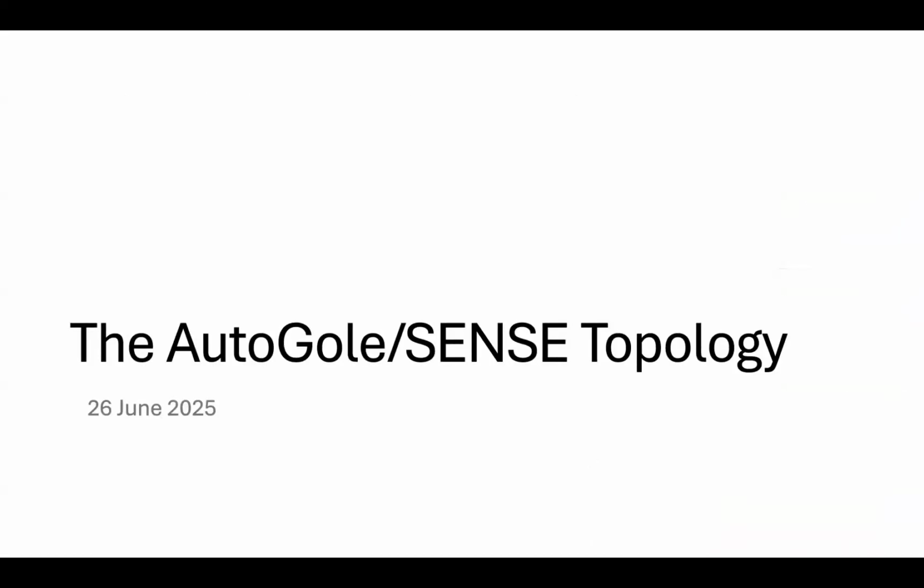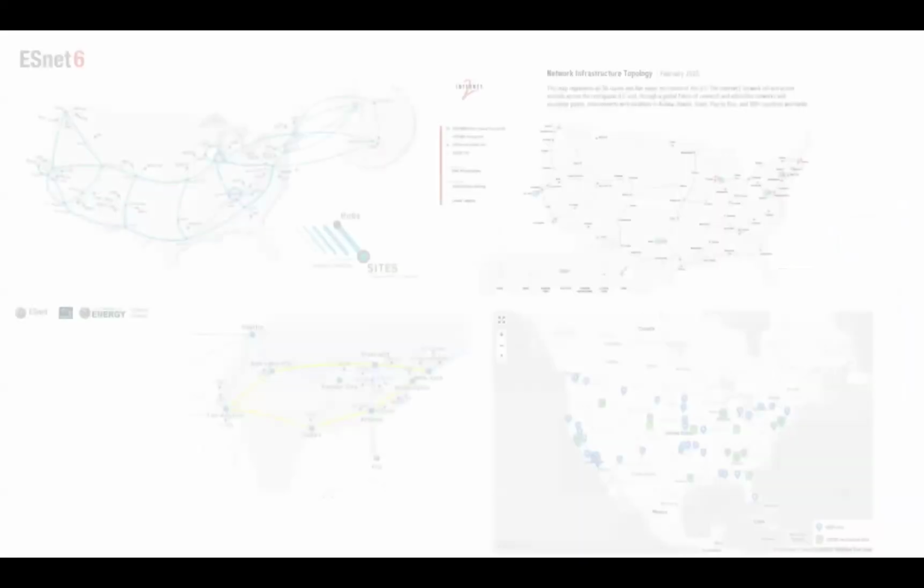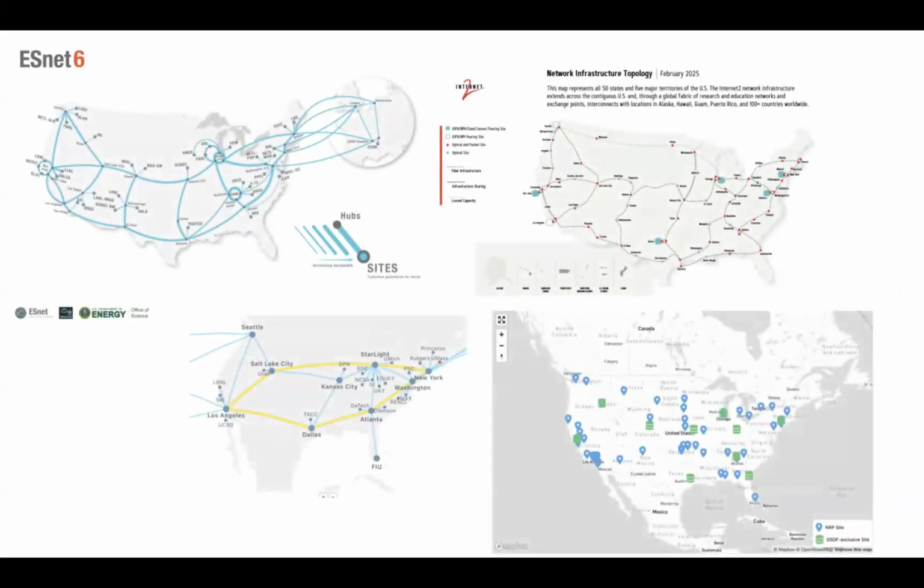It's interesting to mention here that many of NRP's nodes are part of the SENSE topology. As you can see here on the map, on this slide, the top left corner is ESnet's network and ESnet sites, and on the right side is Internet2. Both ESnet and Internet2 have provided network backbone for NRP and many of the NRP sites.